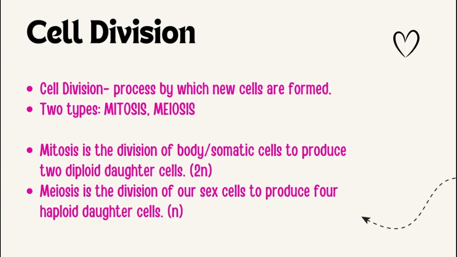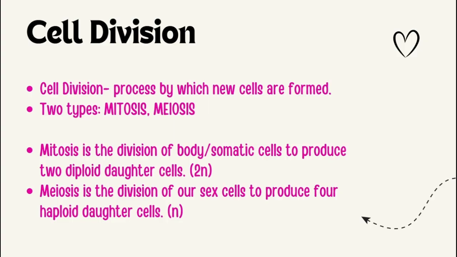Mitosis, that's where our body cells, slash somatic cells, divide. So the word somatic is really talking about body cells. Same thing, body, somatic, same thing. So in mitosis, there is division of body cells or somatic cells to produce two diploid daughter cells. So we know that the end result of mitosis is going to be 2, and it's represented by 2n.